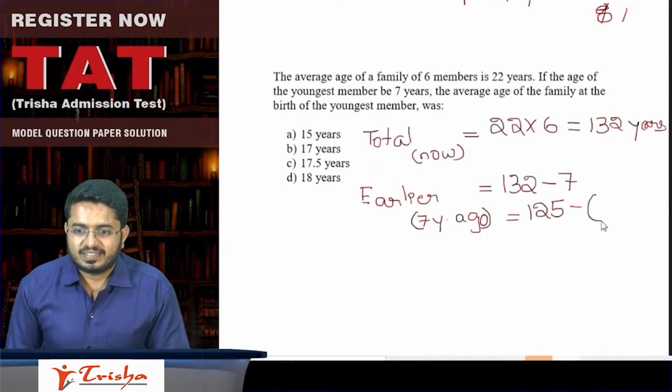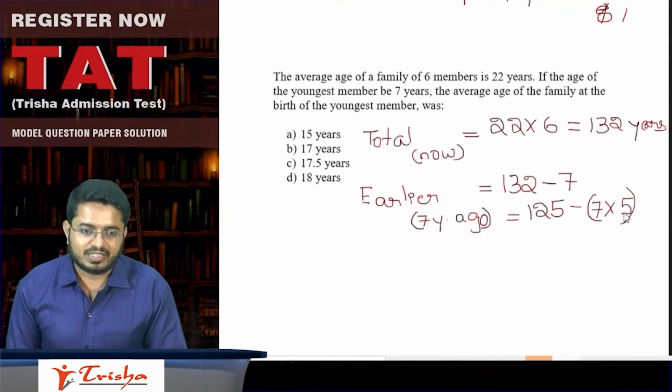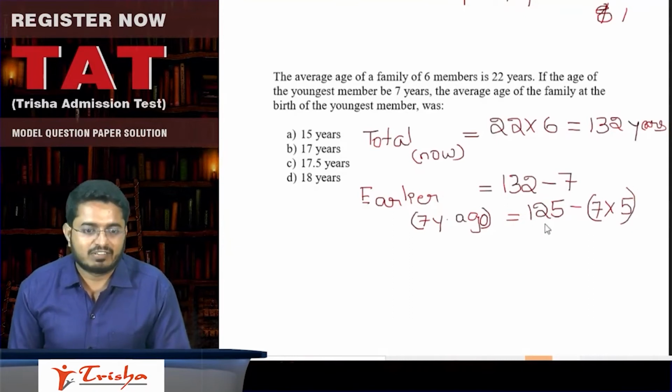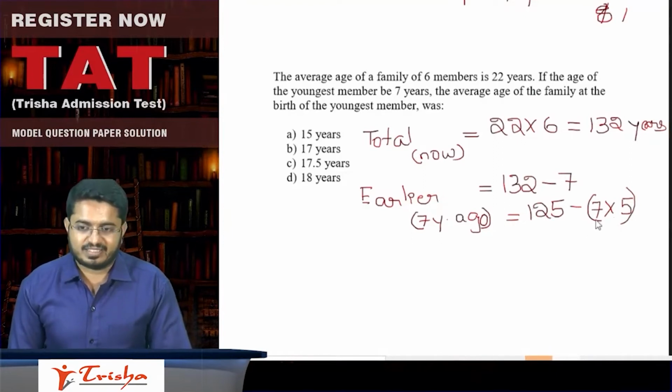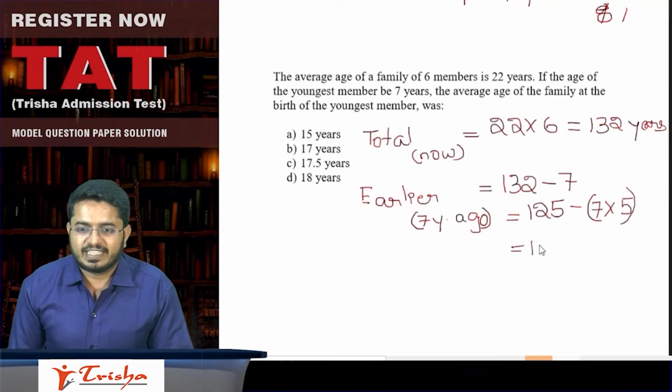So 7, you have to go back, right? 7 years, that's why 7. And how many members' age you should still deduct? 5, right? At the birth of the youngest member, that is before the birth of the youngest member, there are 5 people in the family. The youngest member's age 7, you have already deducted. You have come to 125. Most of you will do this. There's no problem. This is where you'll probably make mistakes. What is that? Just like 7 years ago, one person's age reduces by 7, everyone's age should reduce by 7, correct? So 7 times 5, 35. So 125 minus 35.